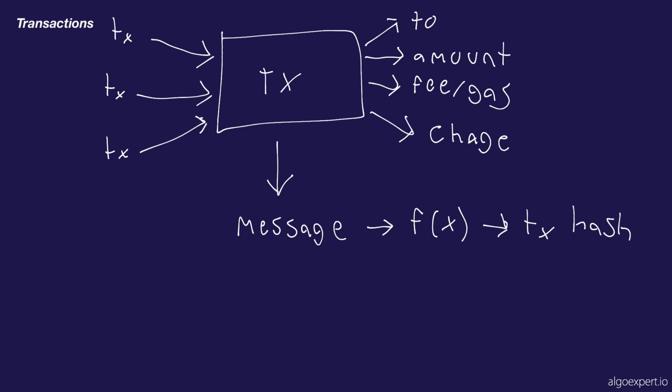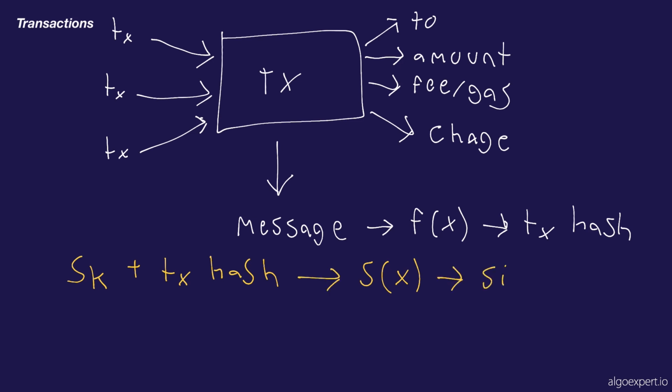Now that we have the hash of the transaction, we create a signature for this transaction hash. The way we do that is by using our signing key. Now, our signing key is our private key. So we take our signing key, we take our tx hash, we pass this to a signing algorithm or to a signing function, whatever you want to call it. So let's call it s of x, and let me just fix my broken arrow here. And then this outputs our signature.